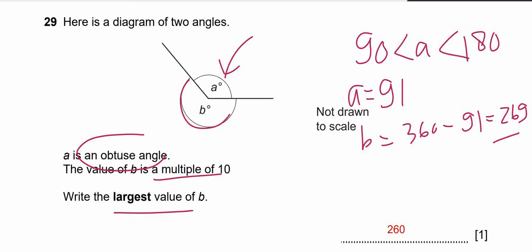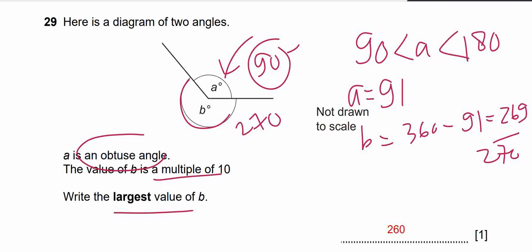And B is a multiple of 10, so it's not possible to go to 270, as if it's 270, A will be 90. A is 90, B is 270, and 90 is not an obtuse angle, so it has to go to 260, the greatest possible answer.